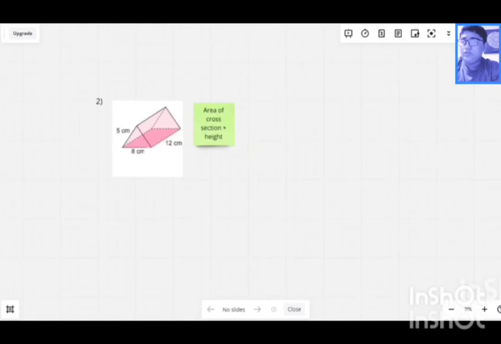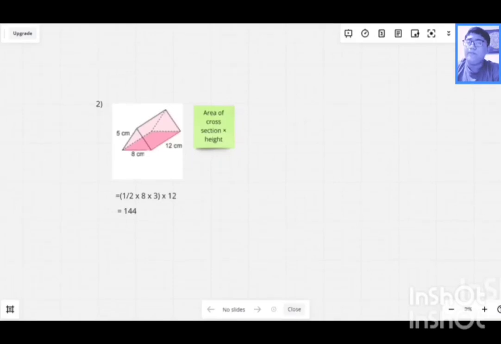If the question asks you to calculate volume of prism, don't forget the formula: area of cross sections times height. But in this question, they don't show you the height of the triangle, so we need to find it by 5 square minus 4 square is equal to 9, and then square root 9, we get 3. So 1 over 2 times 6 times 3 times 12. So we got the final answer is 144 cm cube. So that's all from me.